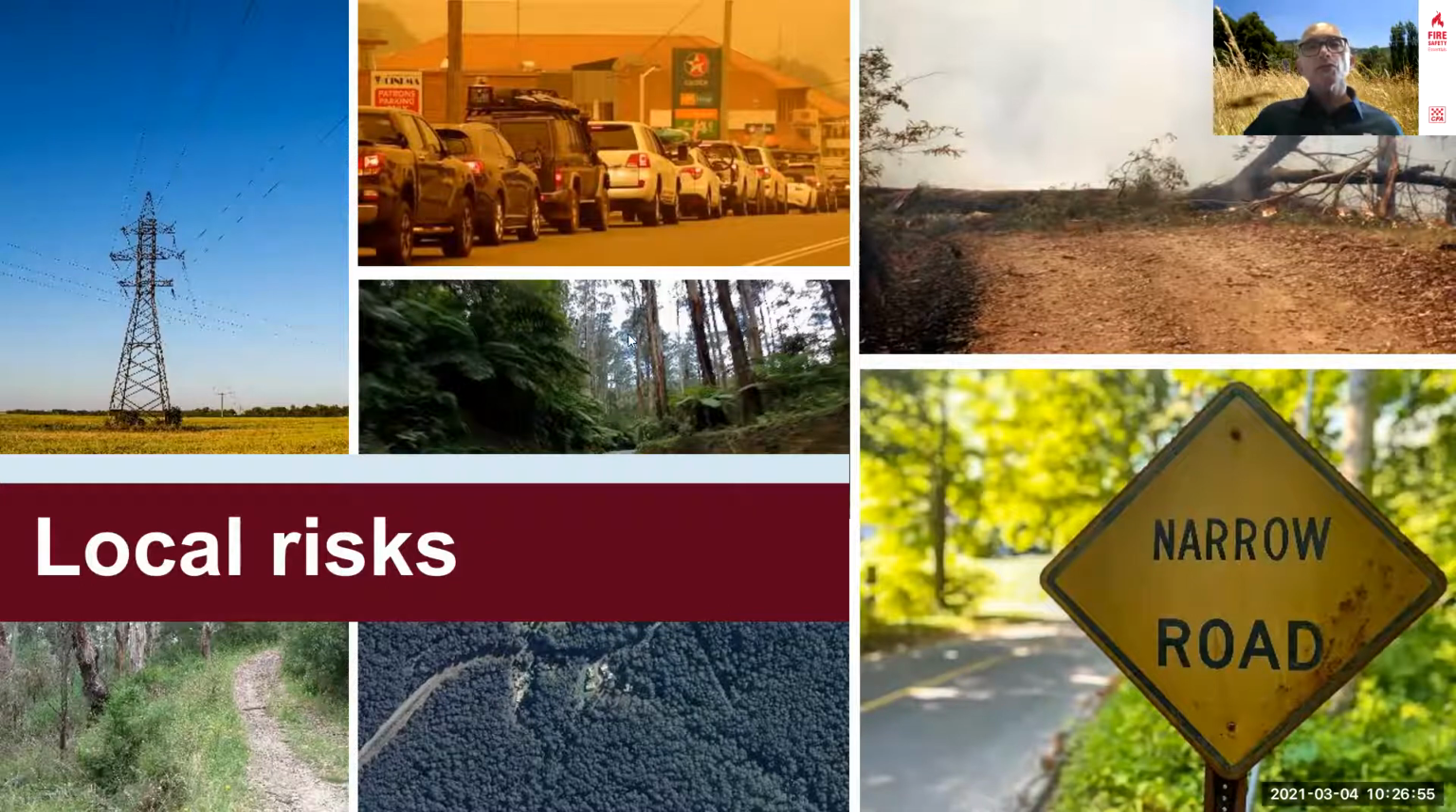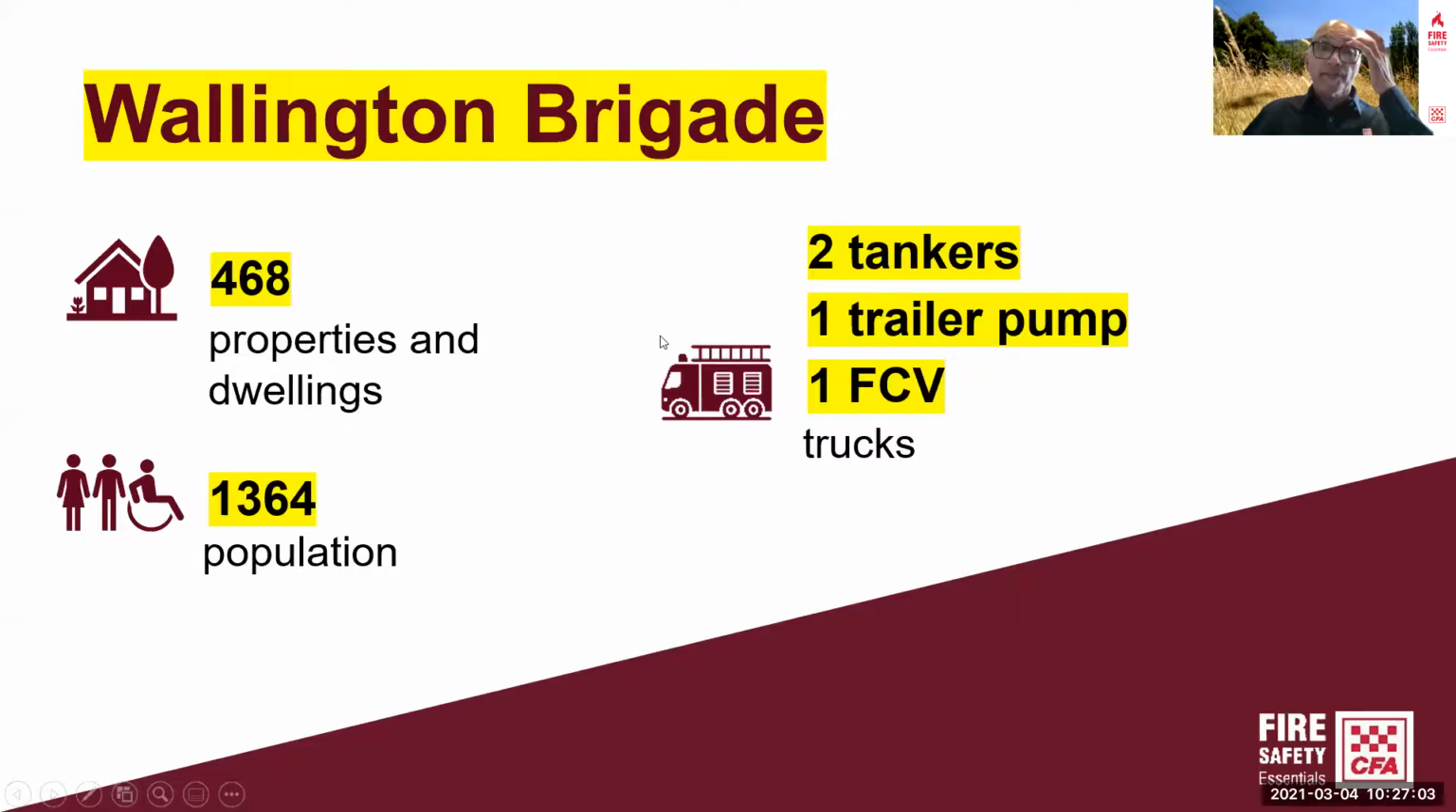I'm now going to move on to the resources at hand. What is it that our local CFA brigade have in the event of a fire incident? The Wallington Brigade, a tremendous group of volunteer firefighters that work tremendously hard to protect their community on bad fire days. In order to do this, they have at their disposal 2 trailers, 1 trailer pump, and a forward control vehicle.